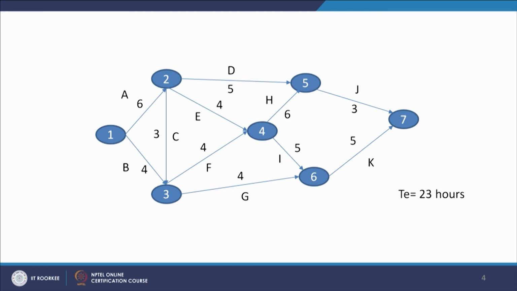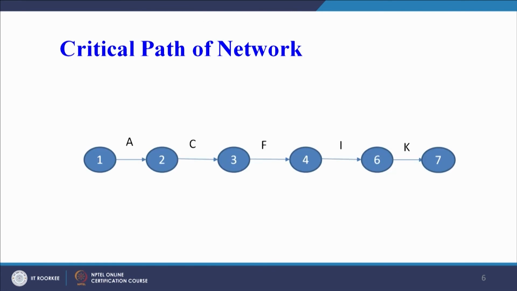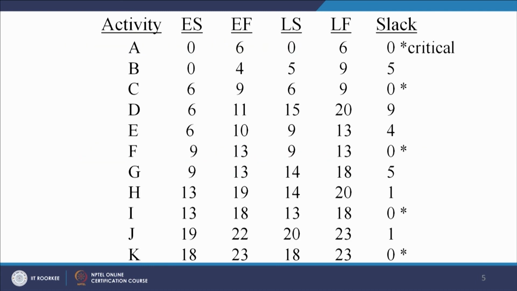If we calculate for each and every path, we can find out which path is giving us the maximum duration. The maximum duration can be in number of hours, days, weeks or months, whatever time unit we have selected for constructing our network. In our case, our critical path is coming out to be 1, 2, 3, 4, 6 and 7. So activities A, C, F, I, K. I will again go back to the network.